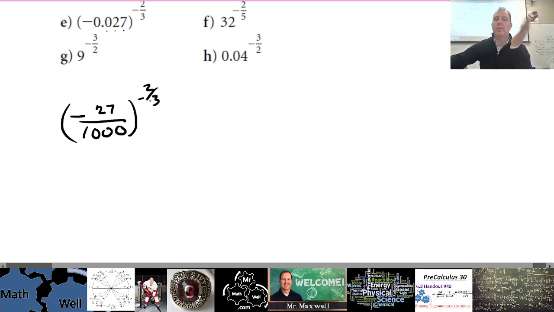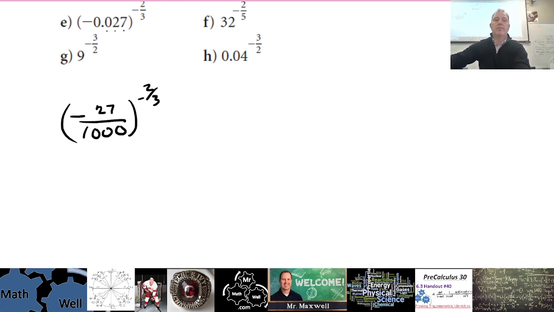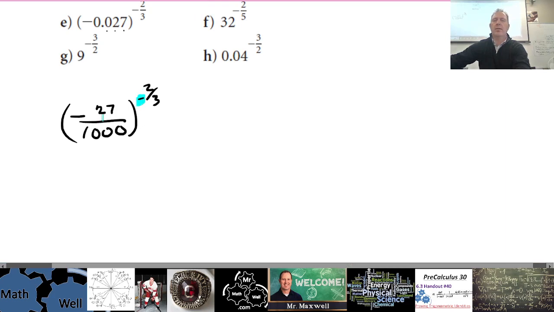All right, so we'll rewrite that. Now the negative flips the exponent. The negative on the exponent flips the fraction. So that's going to be negative 1,000 over 27 to the power of positive 2/3.